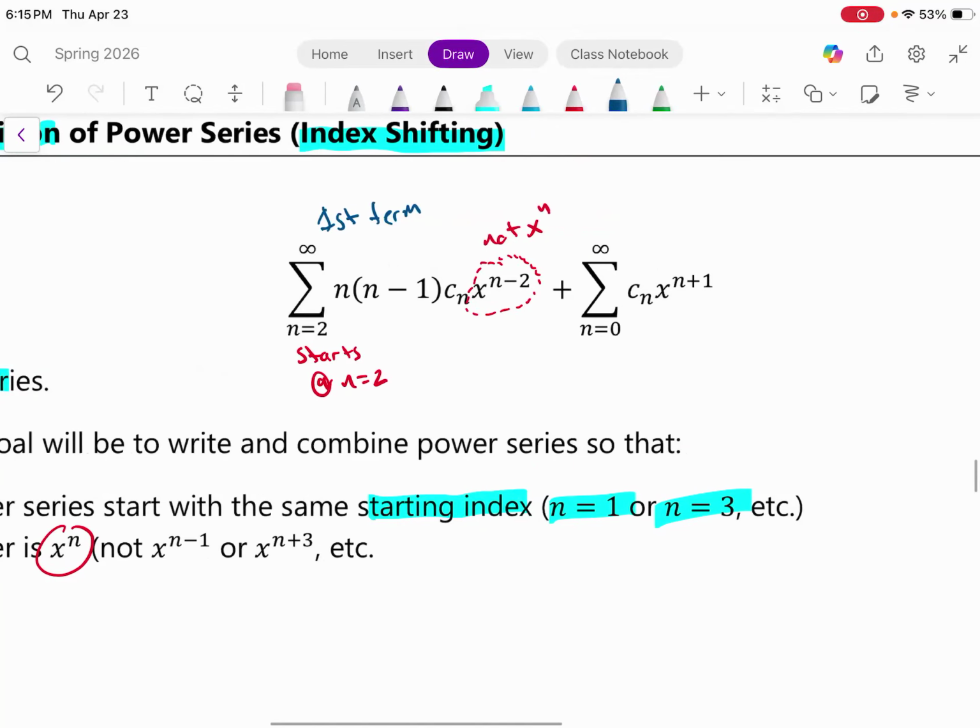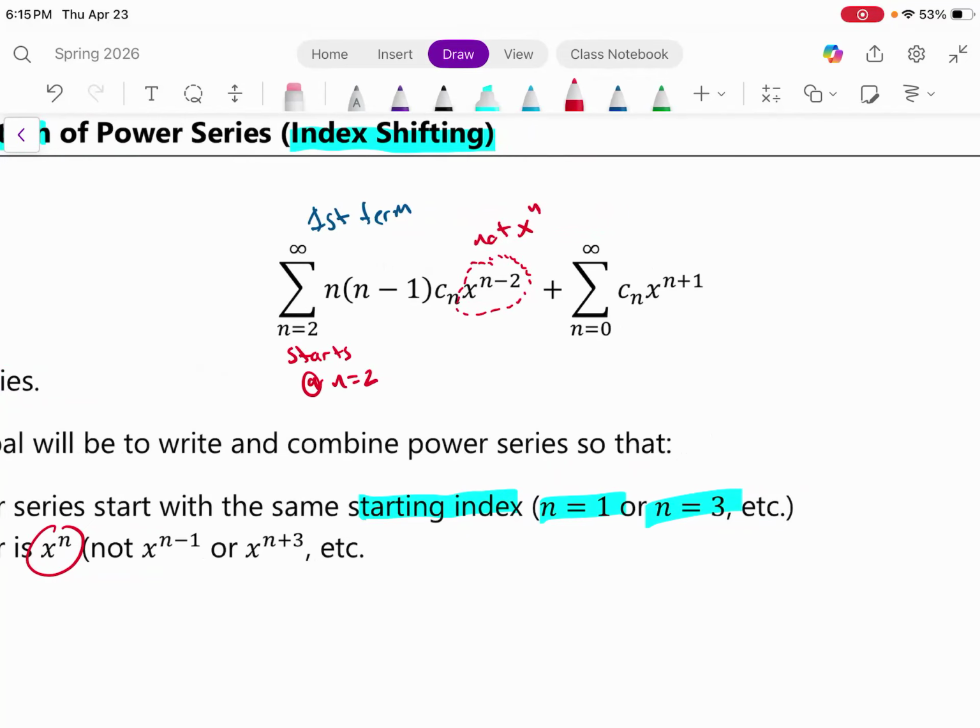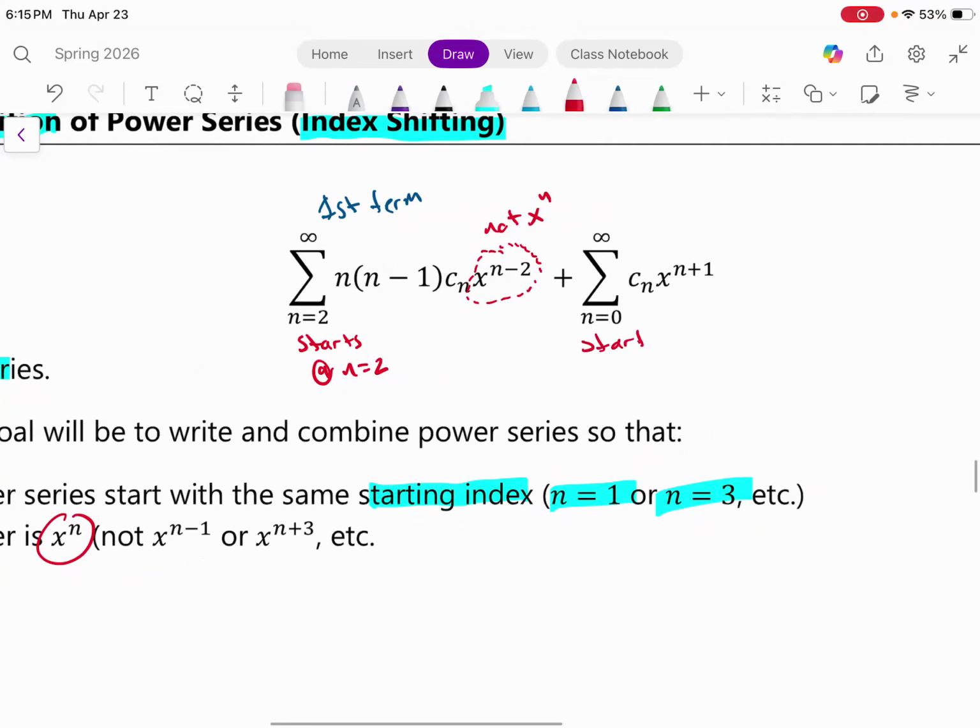And so let's look at the second term. This second term starts at n equals 0. So they have two different starting indexes. And x to the n plus 1, we needed to start at x to the n. Okay, and this would be the second term we are looking at.